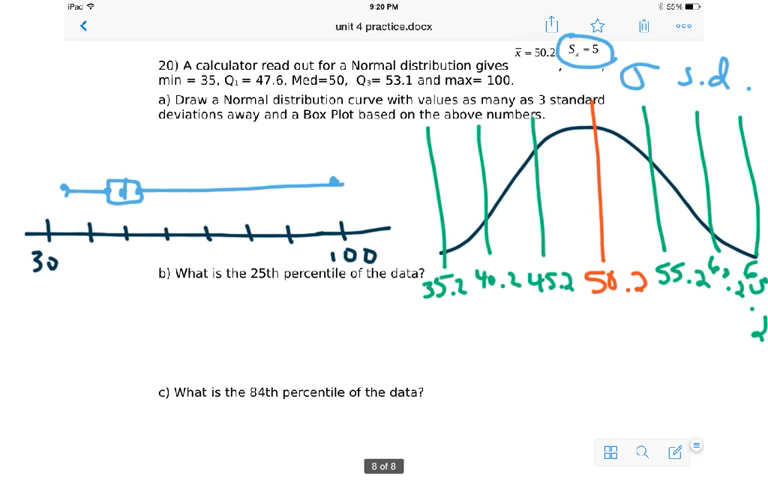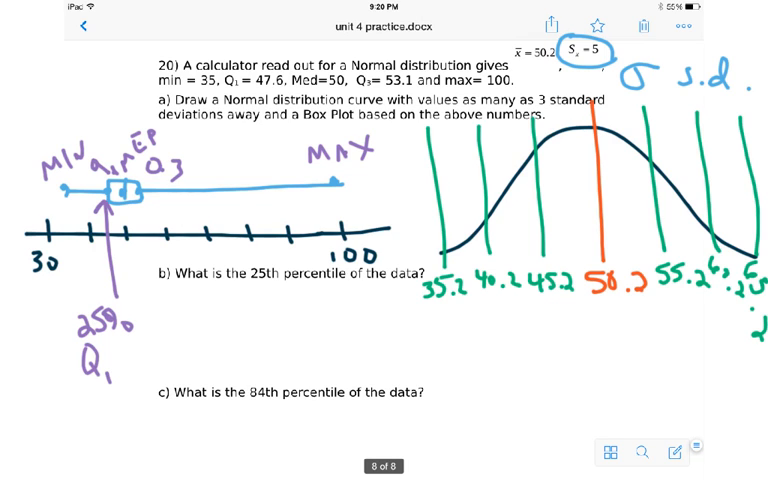The first one is, what is the 25th percentile of the data? When you're making the box plot, where you've got your min, max, median, quartile 3, and quartile 1, oh boy, it doesn't look very good. So the box plot has 4 dots to the right of the minimum. This one is at the 25th percentile, quartile 1.